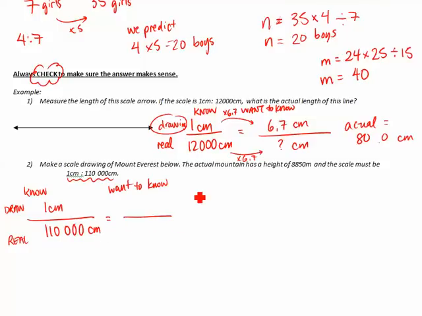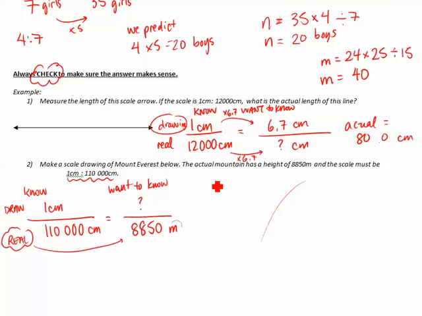Now, what we want to know, we know the real version of Mount Everest, which is 8,850 meters. We have a slight problem here because we don't know the drawing, how high we have to draw this mountain. Well, given what we have here, we can see if we can make a proportion or find an equivalent ratio between 110,000 centimeters and 8,850 meters. Now, because the units are not the same, it's very difficult to use scale factors in this case. But what we can use is cross multiplication.